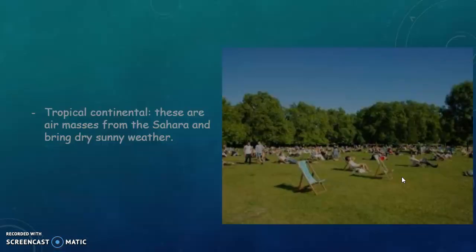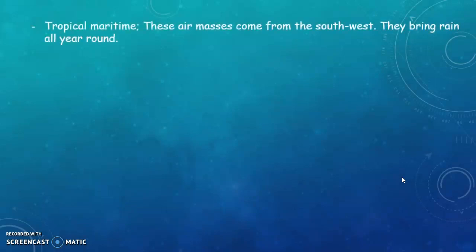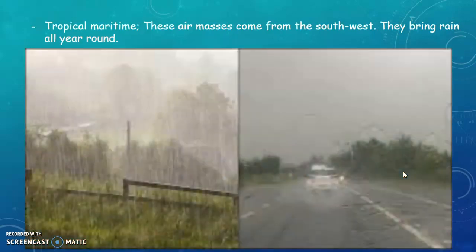And then our tropical maritime. So air masses that come from the southwest, and they bring rain all year round. This is our default setting. This is where most of our weather comes from, as I said, and this is what this weather tends to look like. It tends to be quite moisture laden because they are warm air masses, and they tend to bring either heavy or light rain and clouds most of the year.